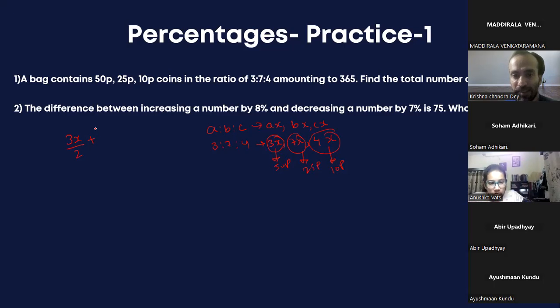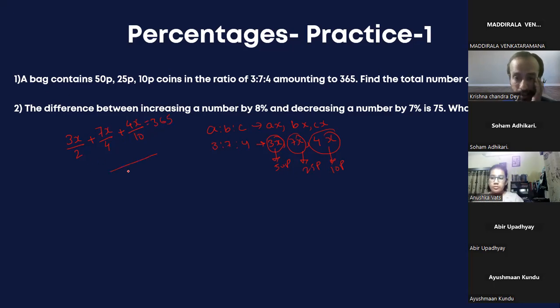7x 25 paisa coins, what is the value in rupees? It is 7x by 4, right? If you have 4 25 paisa coins, that will make 1 rupee. Similarly, if you have 4x 10 paisa coins, 10 paisa coins make 1 rupee. So the value in rupees is this. Adding up should be equal to 365, right?